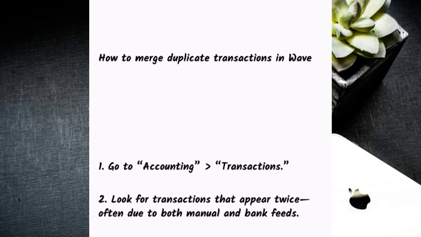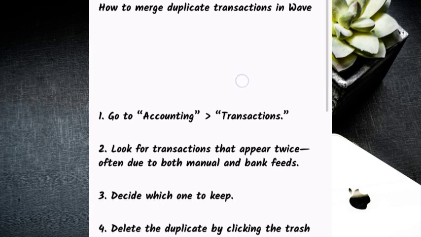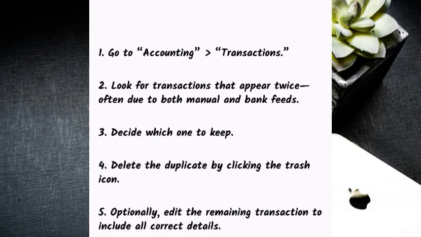First thing you're going to need to do is go to accounting, and then under accounting, you're going to find transactions and click on that. And then you're going to look for transactions that appear twice, often due to both manual and bank feed. But then you can just decide which one to keep.